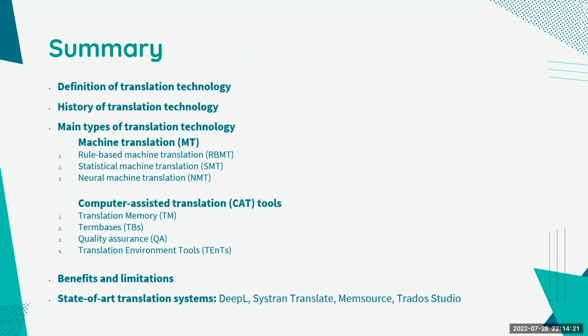To summarize, in Module 1, we have introduced a definition of translation technology and taken a brief look at the history of translation technology. Also, we introduced machine translation and computer-assisted translation. And we introduced some benefits and drawbacks of translation technology. At last, we introduced some state-of-the-art translation systems. That will be all. Thank you.